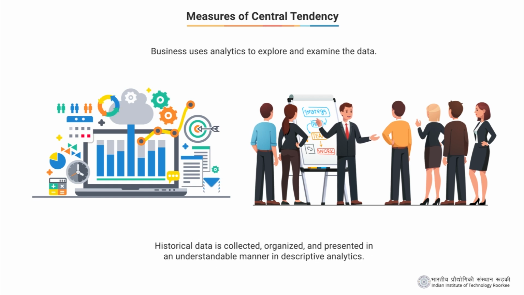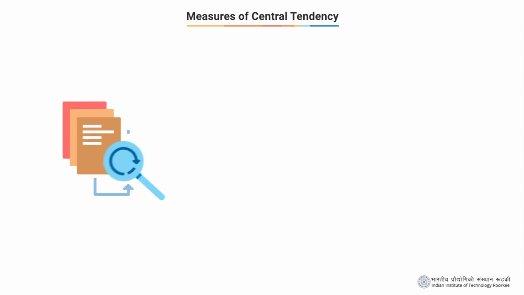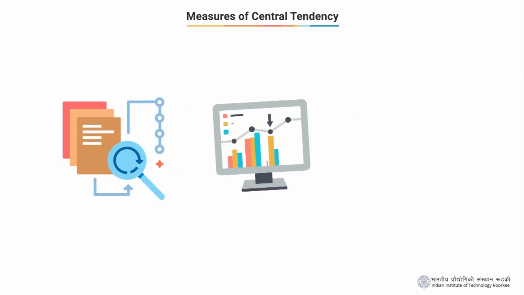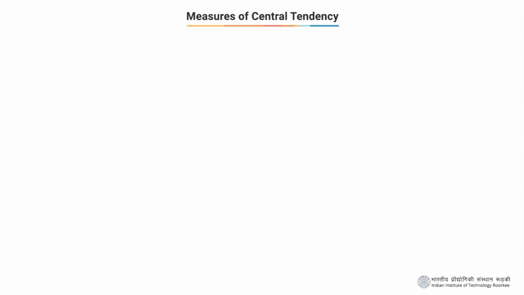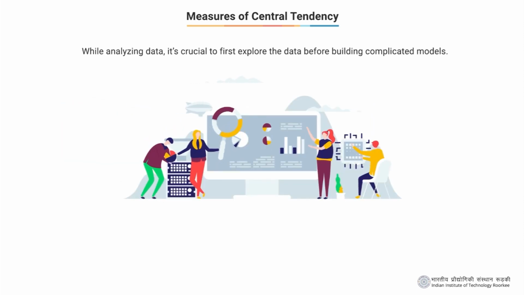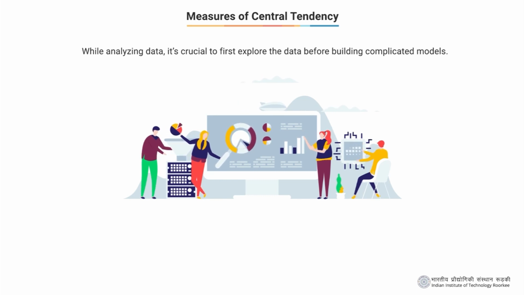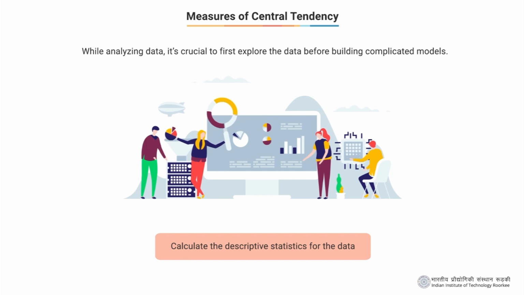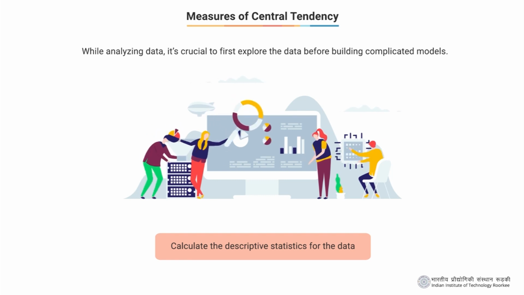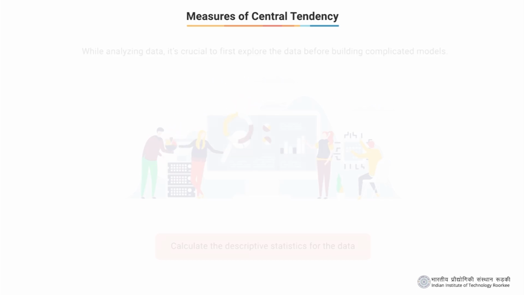Descriptive analytics is a commonly used form of data analysis whereby historical data is collected, organized, and then presented in a way that is easily understood. Descriptive analytics is a field of statistics that focuses on gathering and summarizing raw data to be easily interpreted. When we begin to analyze data, it is essential to first explore our data before we spend time building complicated models. One easy way to do so is to calculate some descriptive statistics for our data.